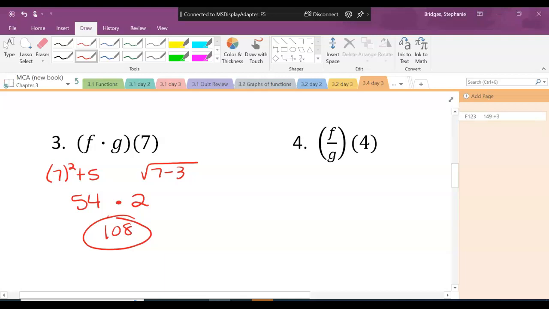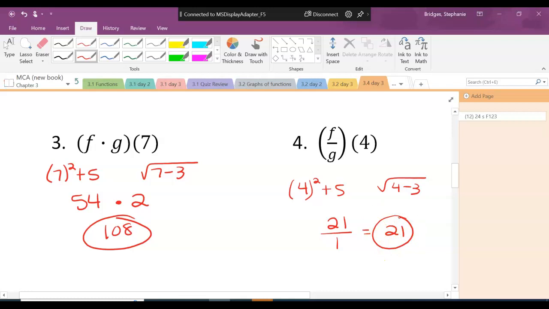All right, and then the same thing for number 4. We're going to plug 4 in. Four squared plus 5 is 21. 4 minus 3 is 1. Square root of that is 1. And if I divide 21 divided by 1, I just get 21.